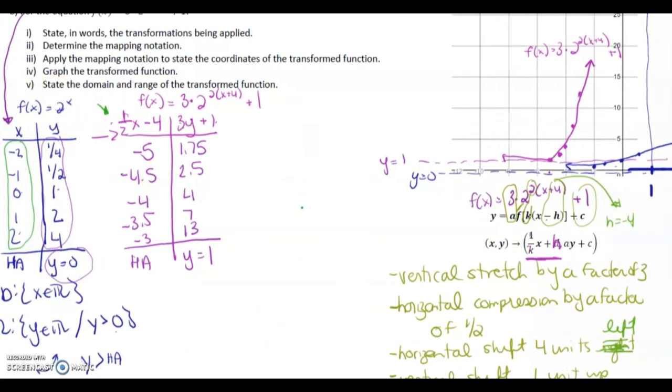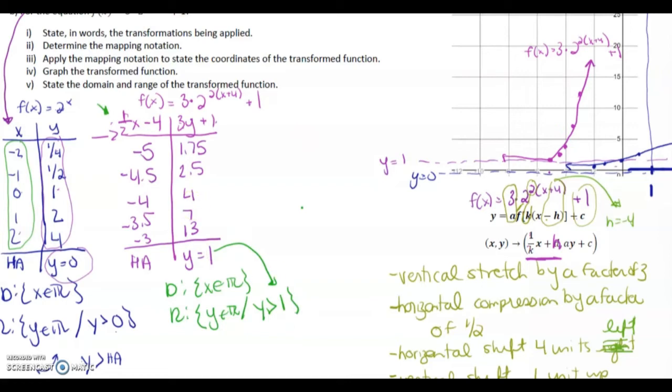Okay, now let's just talk about domain and range. So domain, range. Domain is x is an element of the reals no matter what. And range is going to be y is an element of the reals such that y is greater than the horizontal asymptote, which is 1.